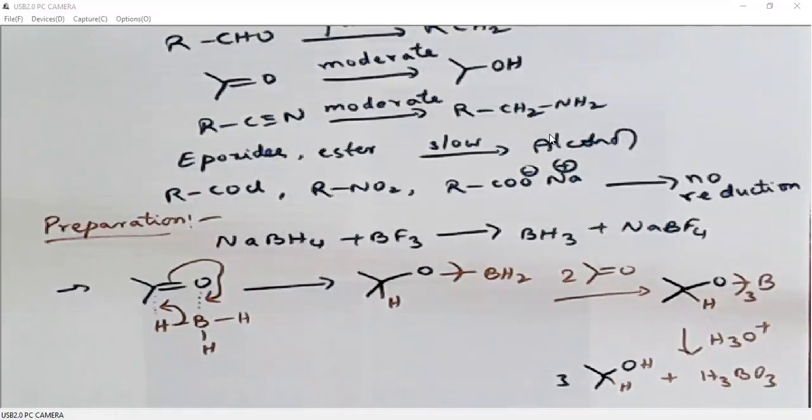So boranes can reduce carbonyls, but the thing is that sometimes they are fast reactions and sometimes they are slow reactions.